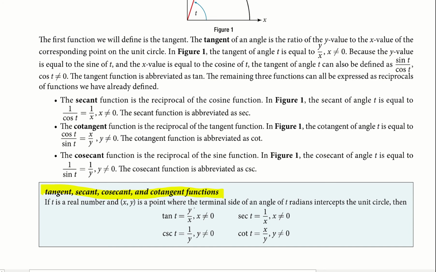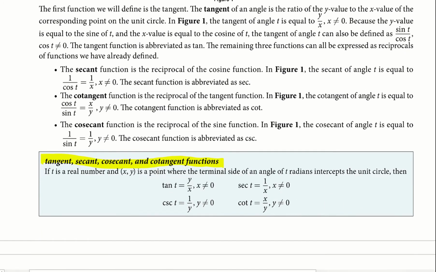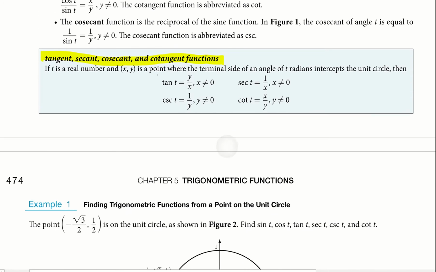So notice that tangent is y over x. So tangent is equivalent to sine of t over cosine of t, because remember, y is sine and x is cosine. So cosecant is 1 over y, which is equal to 1 over sine of t. Secant is 1 over x, which is 1 over cosine of t.